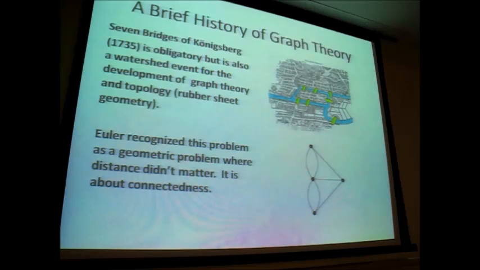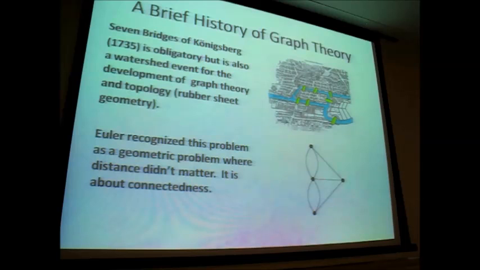So I want to do a brief history. One of the things I find really interesting about graph theory is how new the field is. This is the obligatory Euler problem of the seven bridges of Königsberg. He was working for one of the Russian czars, I think, and living in Königsberg, and there was a common question in the town: can you walk across these seven bridges once and end up where you originally started? Over here is what the graph looks like. He recognized this as a geometric problem where distance didn't matter. It was really about how things were connected.